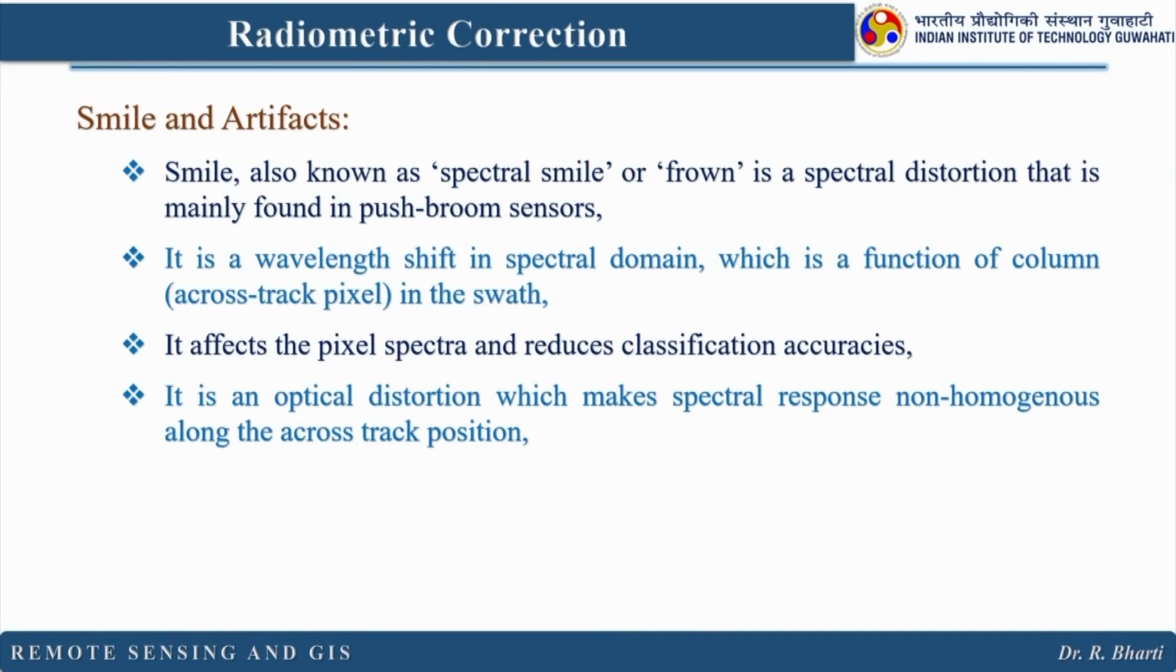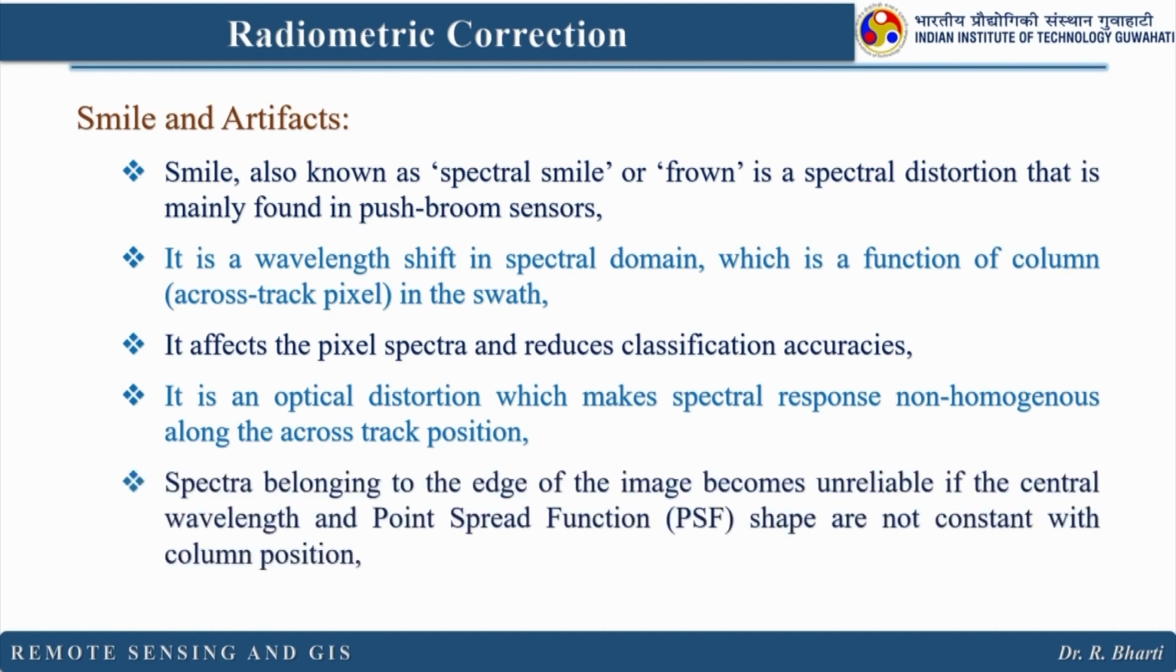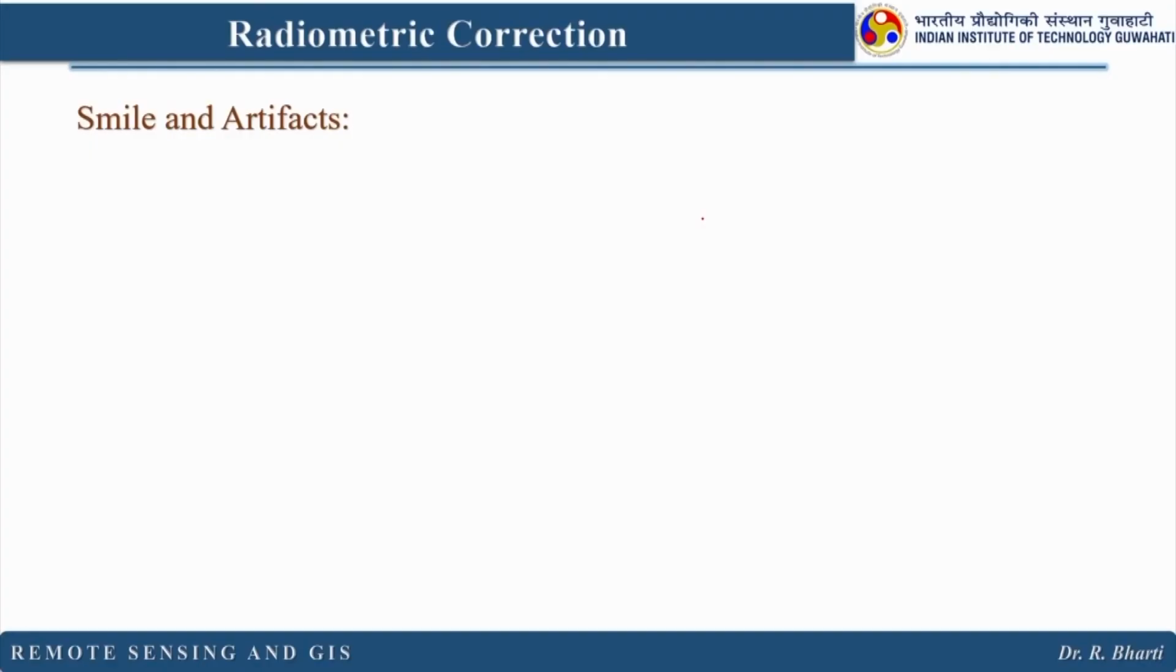It is an optical distortion which makes the spectral response non-homogeneous along the across-track position. If you see the corrected and before-corrected wavelength, it will have some changes, right. That I will explain to you. Spectra belonging to the edge of the pixel become unreliable if the central wavelength and point spread function shape are not constant with column position. So what is happening? The whole column is getting shifted to some other band.